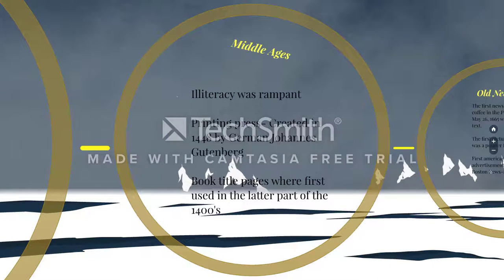Literacy was rare in the Middle Ages, so ads went to being just pictures and people yelling. It changed with the printing press created in 1448 by the German Johannes Gutenberg, so ads started with words again as people became more literate. Book title pages were first used in the latter part of the 1400s. They basically were used so the publisher could say, this was made here, and if you want the book printed, you should come here too.